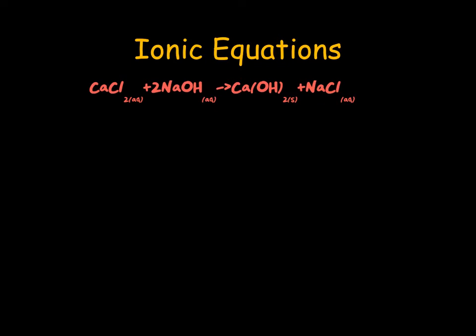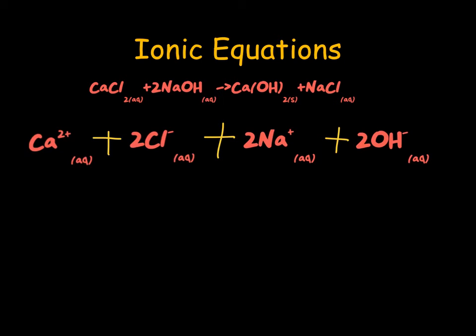As calcium is in group 2, it will form a 2+ ion. Chlorine, however, forms a 1- ion as it is in group 7. Sodium in group 1 forms a +1 ion, and hydroxide, as we've just seen, is a 1- ion. We only split the aqueous solutions into their ions. Calcium hydroxide as a solid stays as it is. This gives us the following for the left-hand side. On the right-hand side, we have the following.